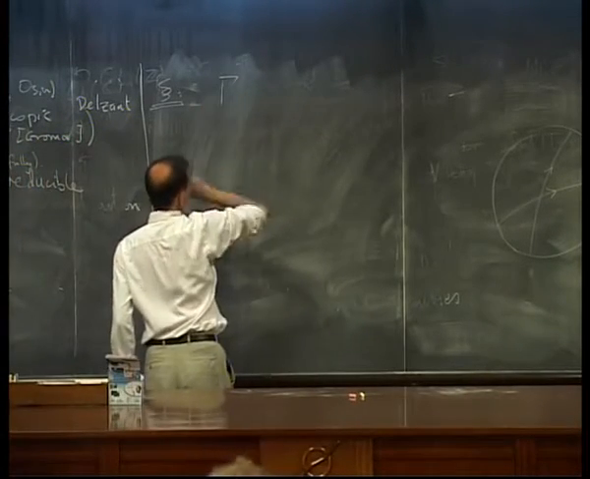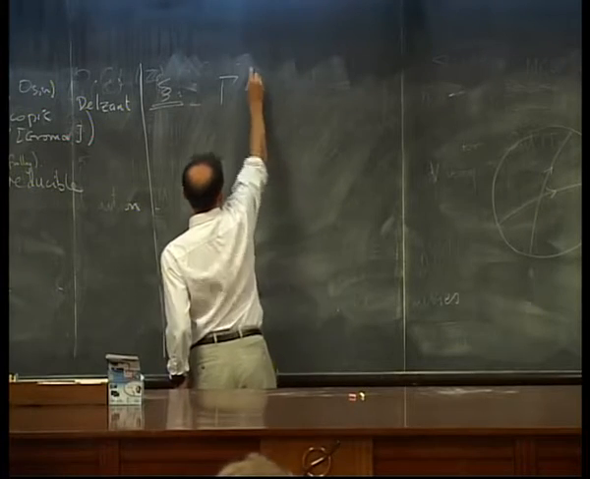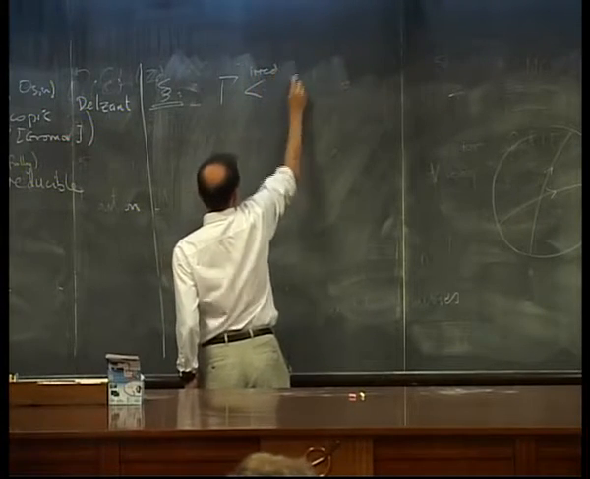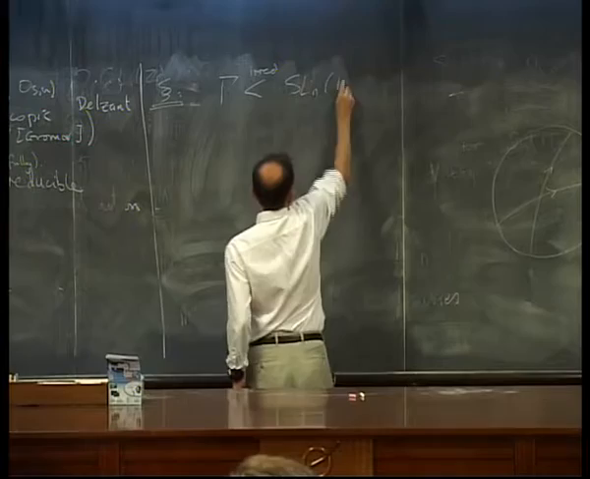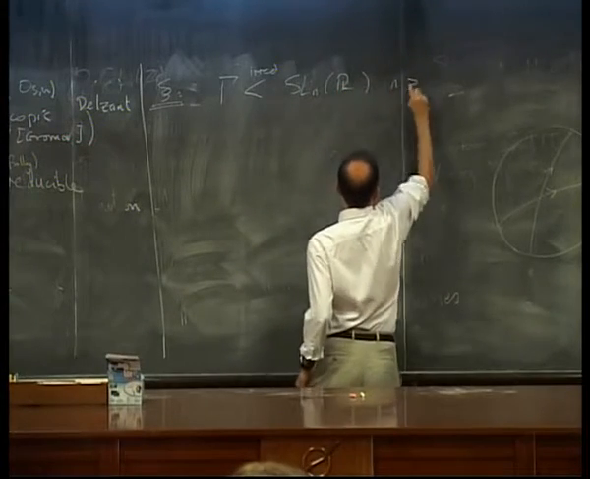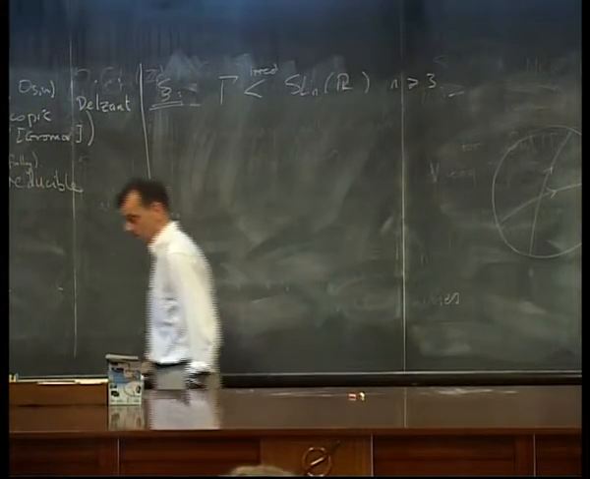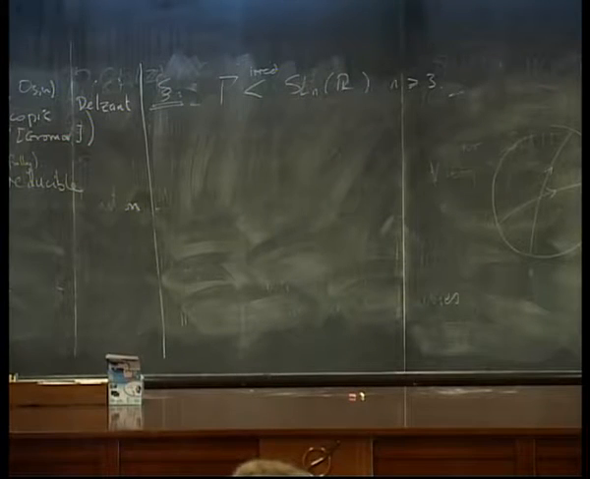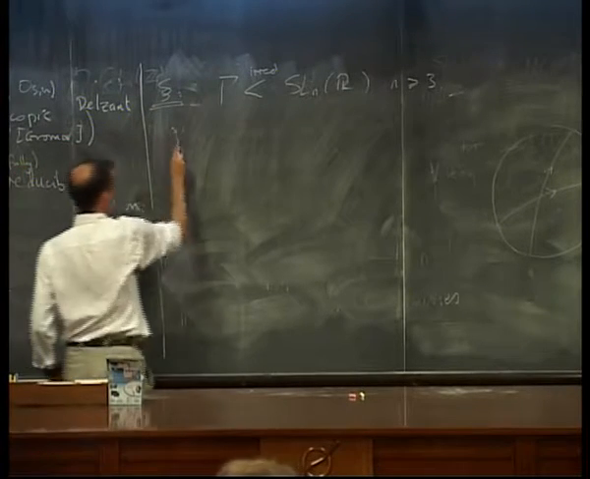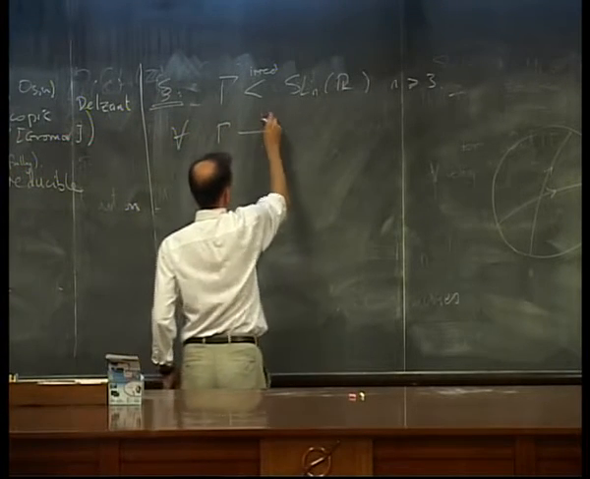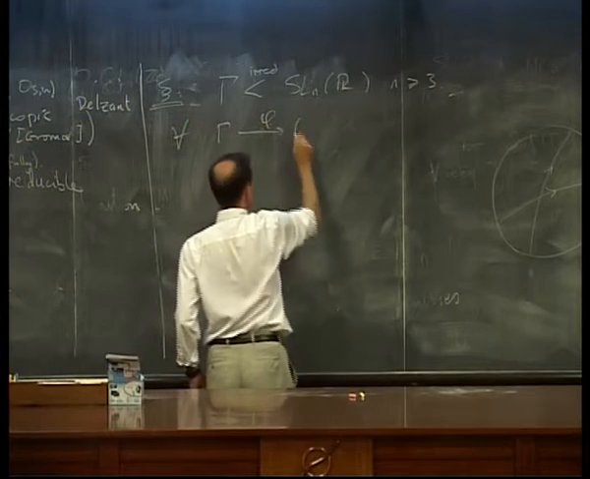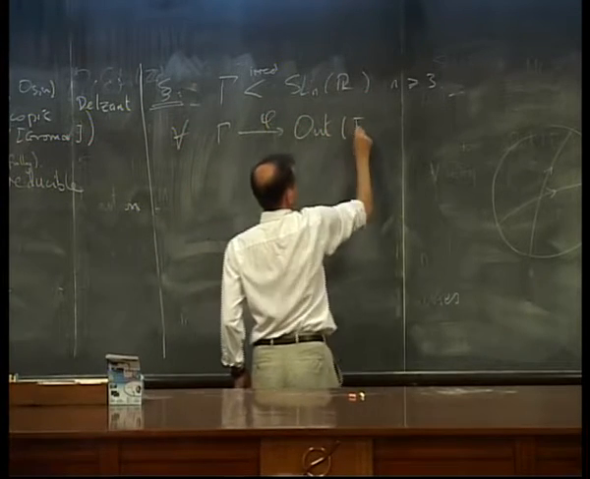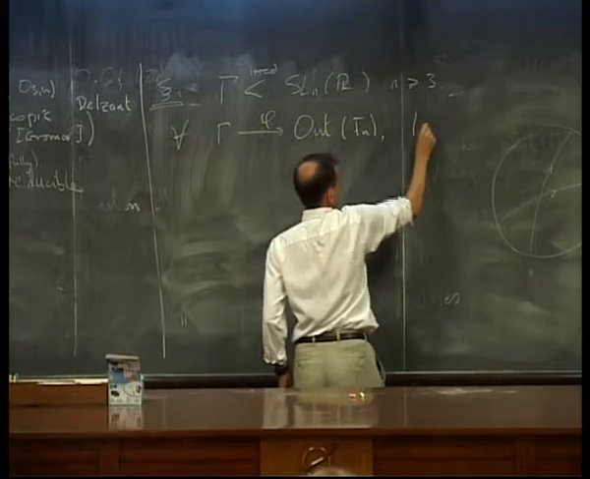So you've got gamma, it's an irreducible lattice in a semi-simple Lie group. We'll just say SLNR. But it really works in any semi-simple Lie group of higher rank. And the theorem is, for all homomorphisms to Out(Fn), the image should be finite.